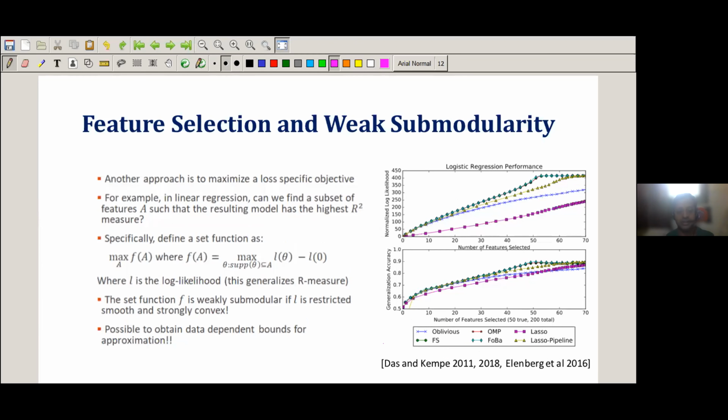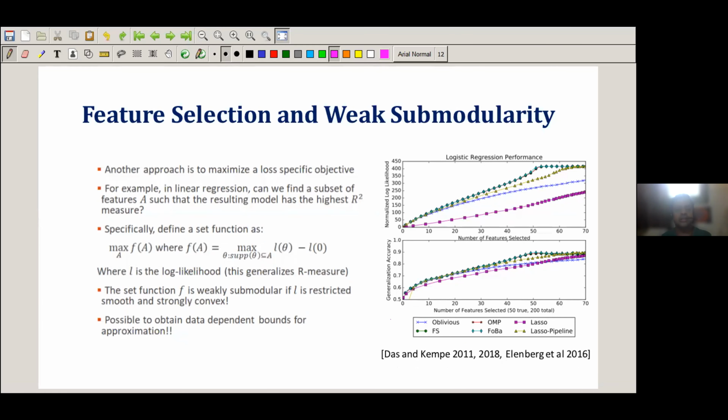As I said earlier, there's a notion of weak submodularity. So this function f, which is the max over the L on the support set minus the L over the empty set, the log likelihood, is weakly submodular. The support set is the subset of the set of features, and L is when you have the empty set. So this is weakly submodular if L is restricted smooth and strongly convex. Again, important properties that are used for convergence.